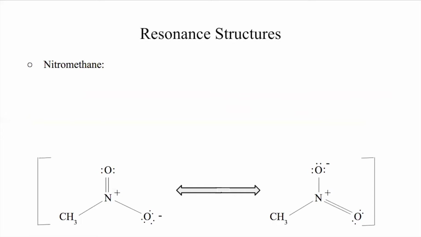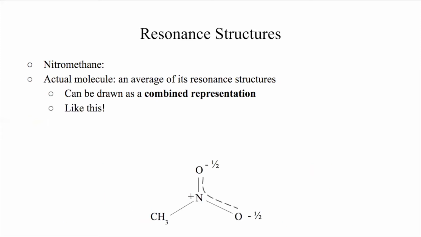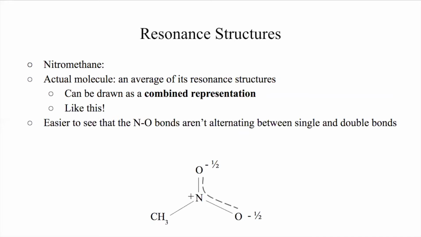Here are the resonance structures for nitromethane, CH3NO2. Again, the actual molecule is an average of its resonance structures. Because the actual molecule is an average, molecules with resonance can sometimes be drawn with a combined representation, like this. With this representation, it's easier to see how the NO bonds aren't alternating between single and double bonds. They're a combination of the two types of bonds.